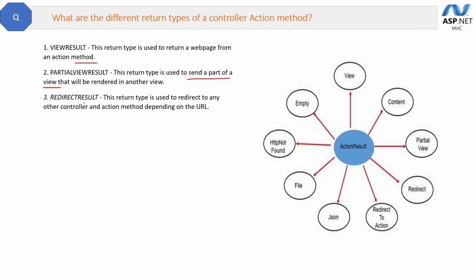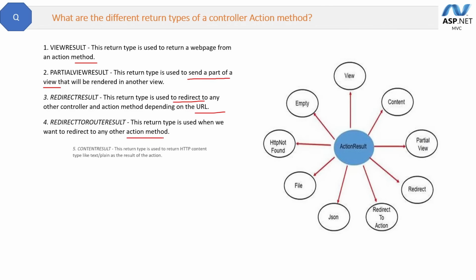Next is RedirectResult. This is not very important, but yes, it is there, and this return type is used to redirect from one controller action to another controller action method depending on the URL. So that is RedirectResult. Next is RedirectToRouteResult. This return type is used when we want to redirect to any other action method of the same controller. So again, this is a return type of a controller action method.